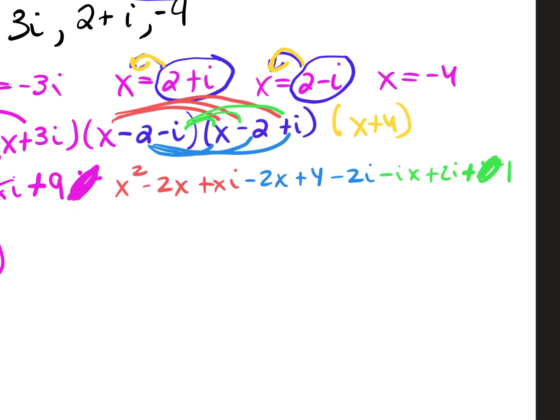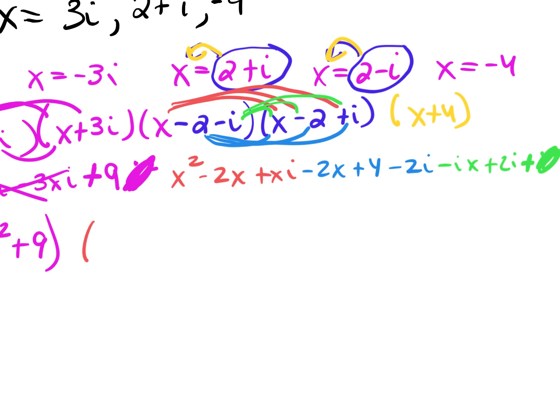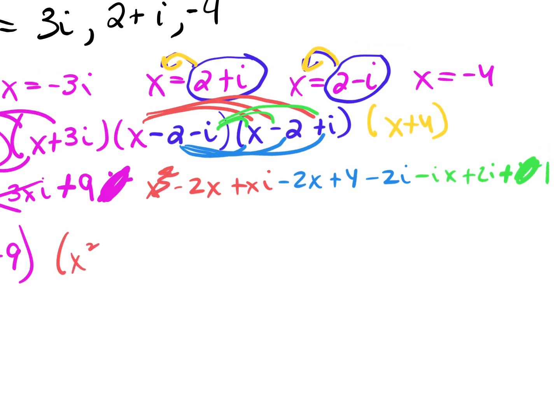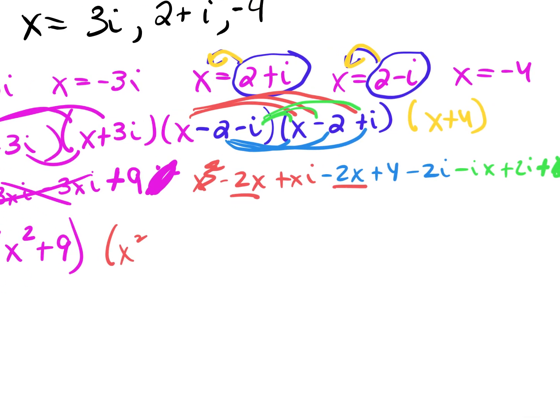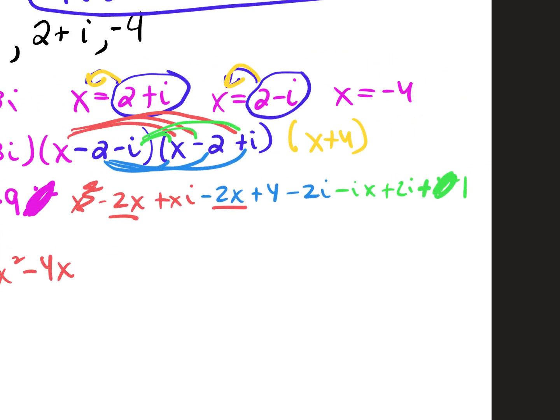Now watch what happens here, guys. What can you combine? Anything with x squared? No. So you have x squared. I have a negative 2x and a negative 2x. This gives me minus 4x. Good job.